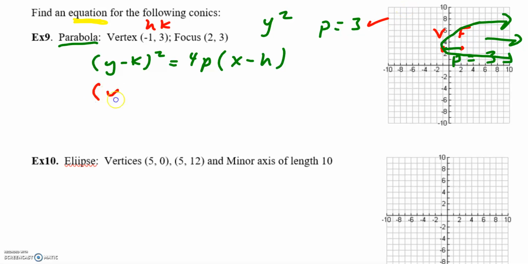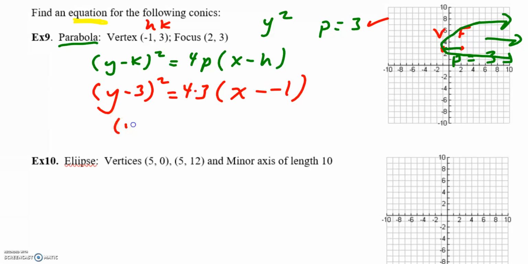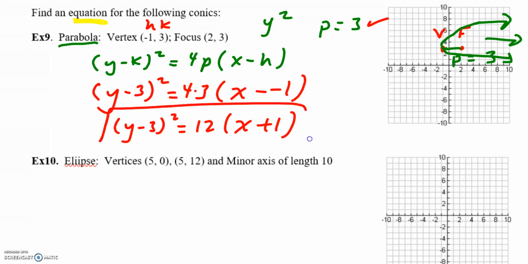So my equation would be y minus 3 quantity squared equals 4 times 3 times x minus -1, or more simplified, y minus 3 squared equals 12 times x plus 1. So this would be the equation of my parabola that is going towards the right, and my y is squared.